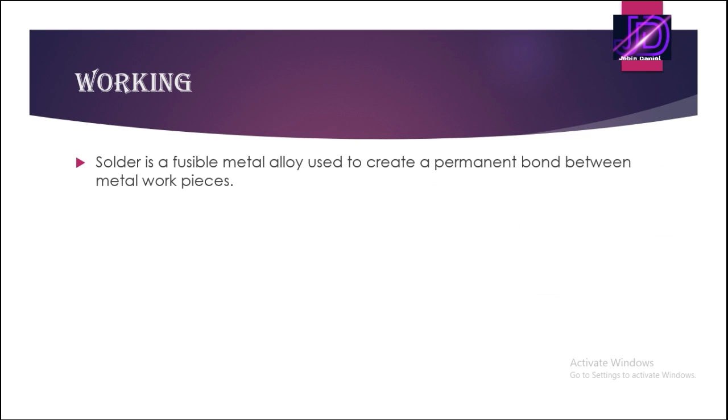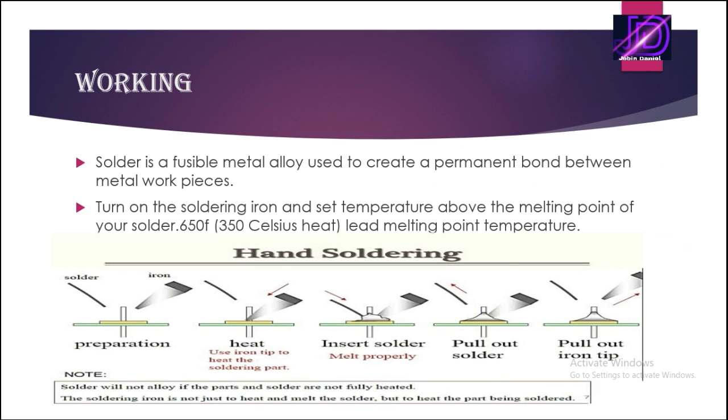Working. Solder is a fusible metal. Due to the lead, the temperature preparation. See the preparation image; I show it clearly in the image. Preparation: the circuit board, copper plate, solder, and iron. First, preparation to create a permanent bond for the metal pieces.